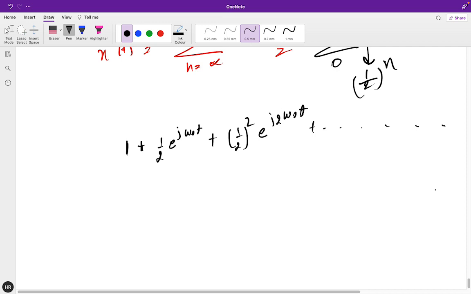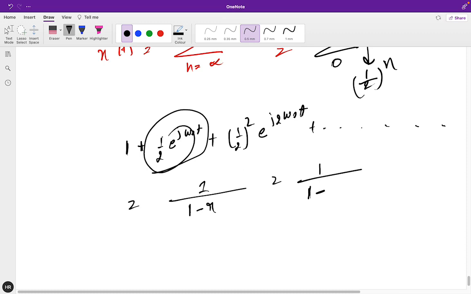So what will be the answer? The final answer is 1 divided by 1 minus r, where r is ar by a, that is 1 by 2 e power j omega naught t. This is the final answer.